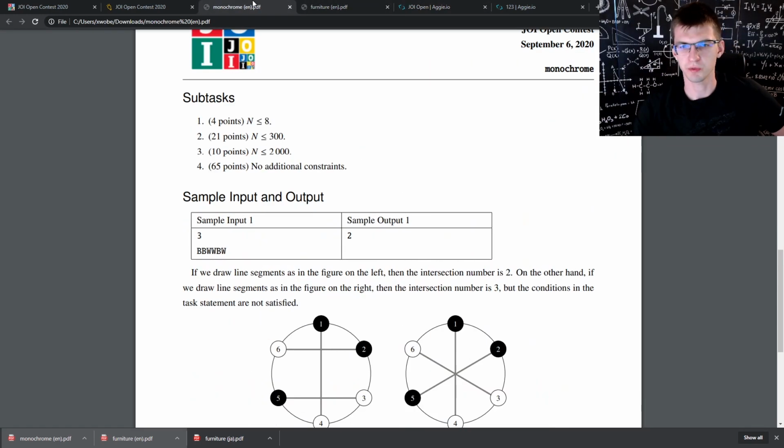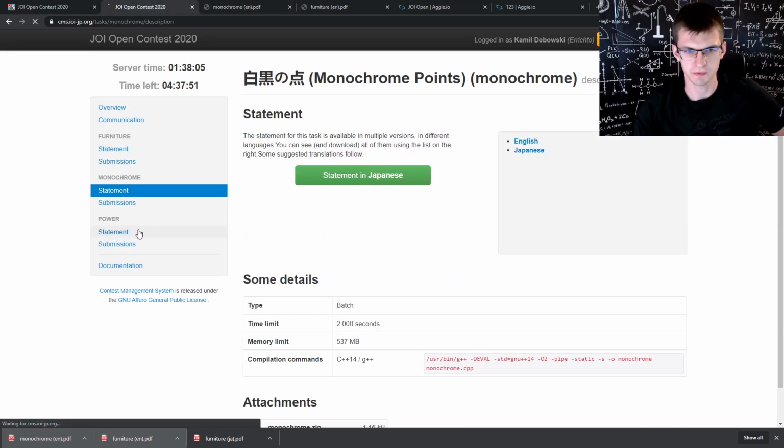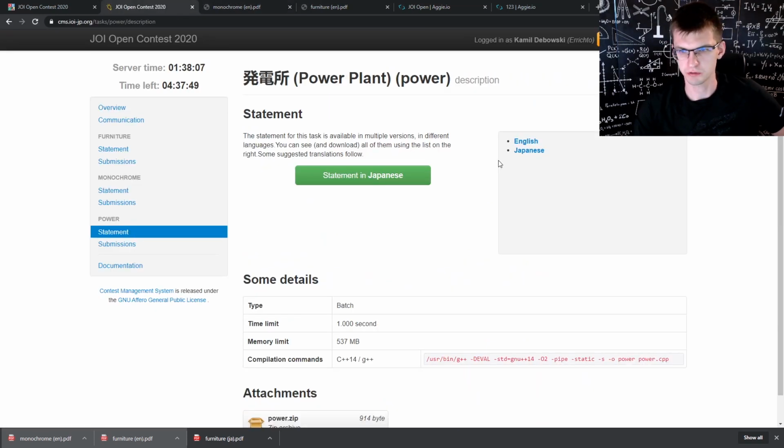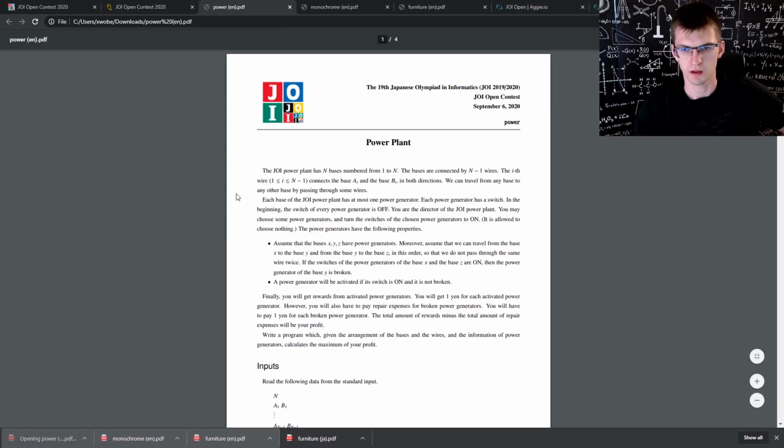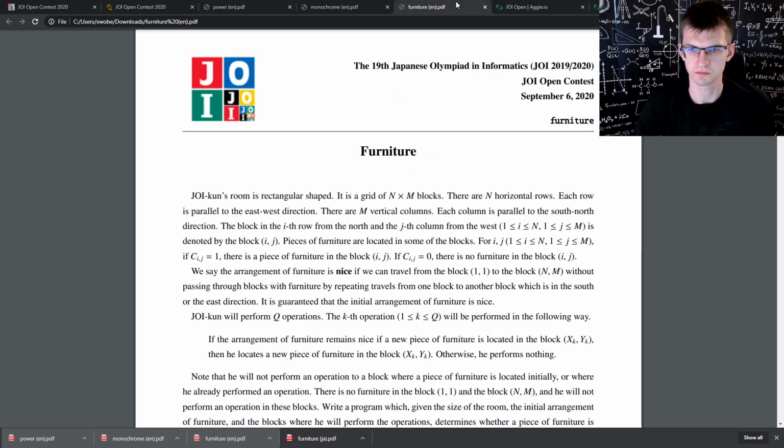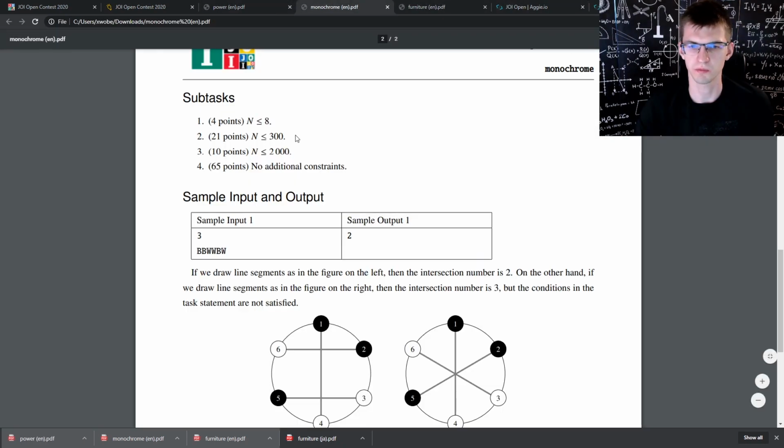Seems to be a hard problem. I will get back to this. Let's move to power, the third problem. I will try this and then move to furniture. Not furniture, sorry, monochrome.